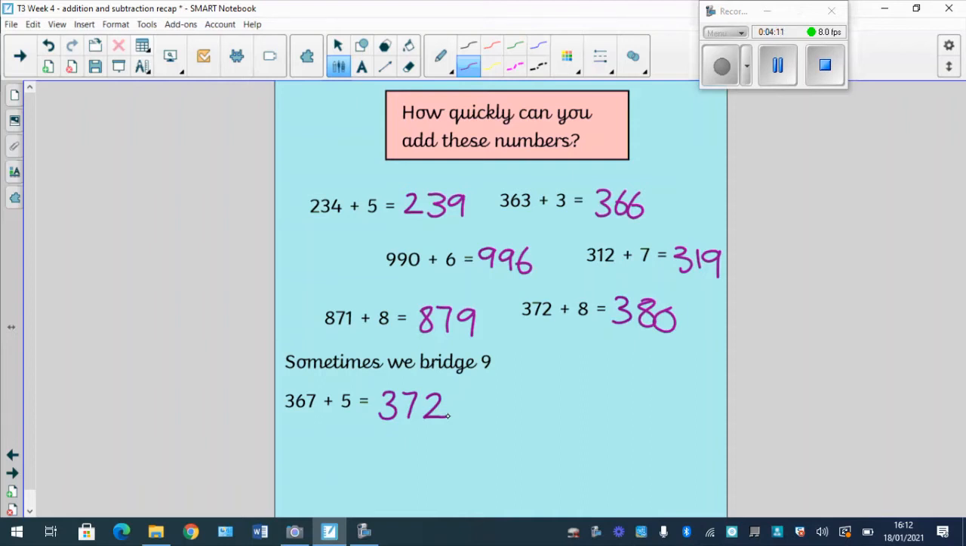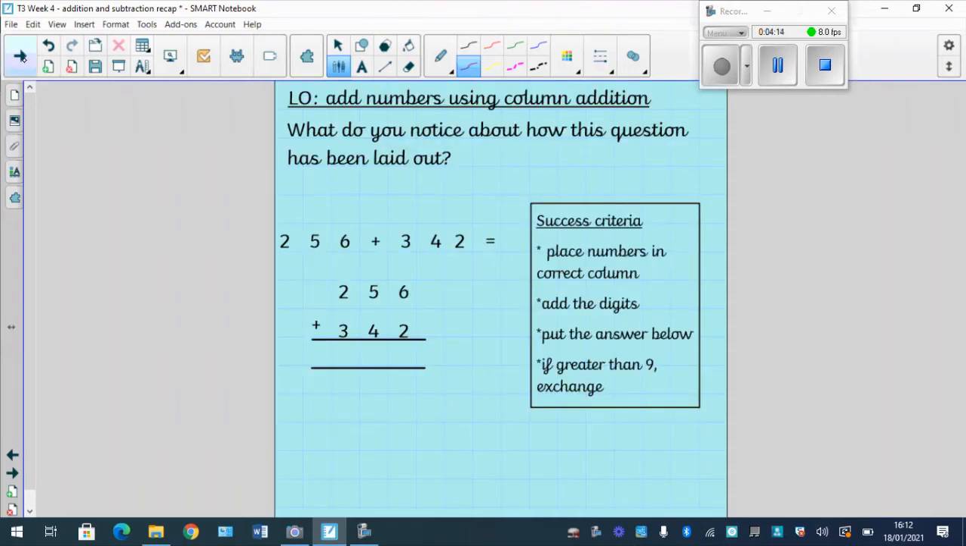with our column addition. Okay, first of all, 256 add 342. Similar to the start of the video, we line up our numbers in the correct column, making sure we've got our hundreds in the right place, tens in the right place, and the ones in the right place. Okay, so our numbers are in the correct column. Next, we're going to add up our digits, and we always start with the ones first of all.